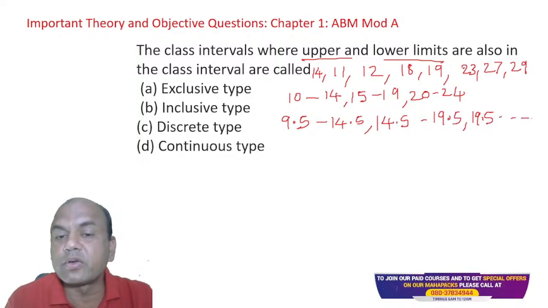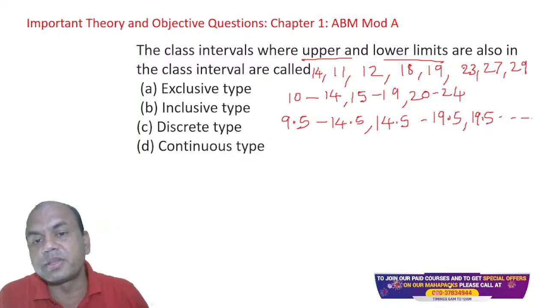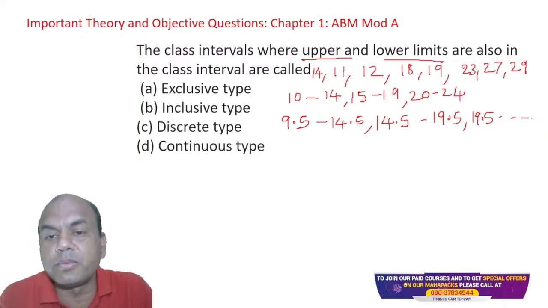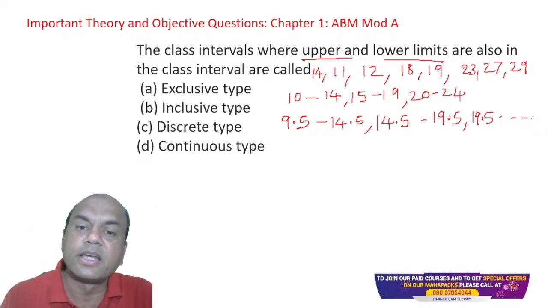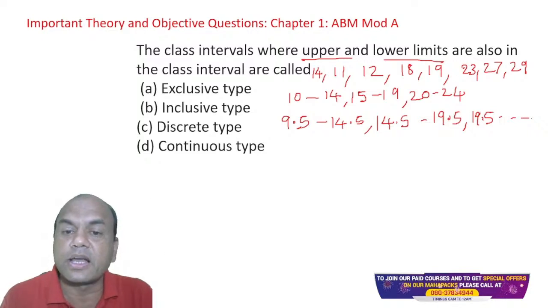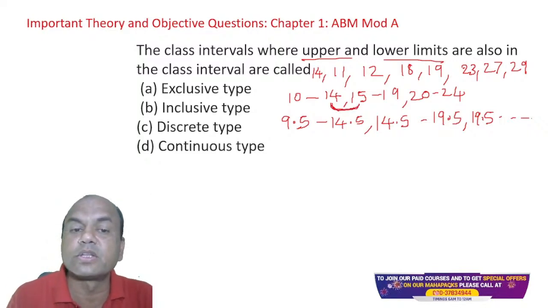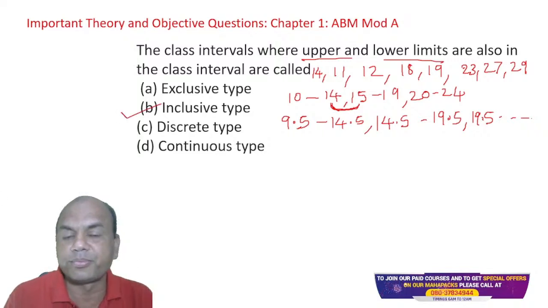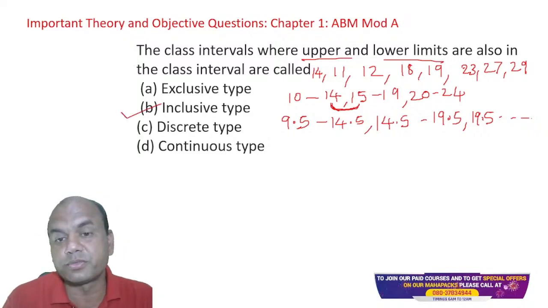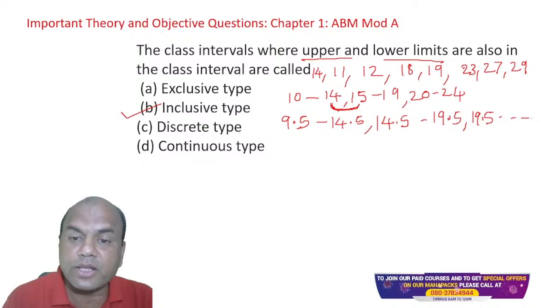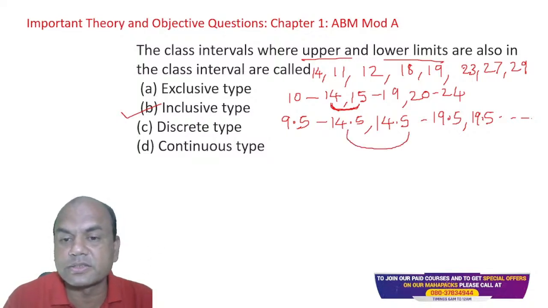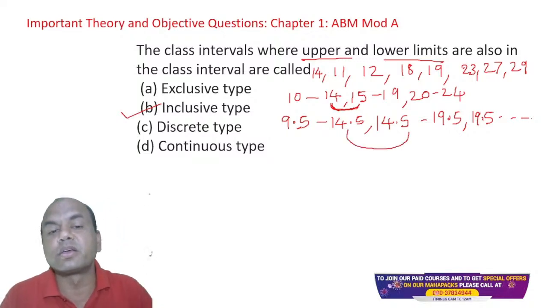So what are you seeing over here? In inclusive type, the lower limit of the next class and the upper limit of the first class are different. 14 and 15, they are different. So this is known as inclusive type. And in exclusive type, both are same. Look at this, both are same over here.